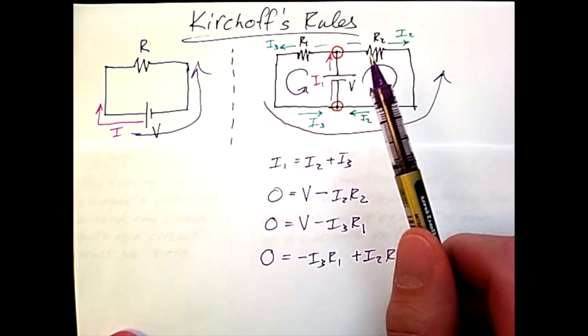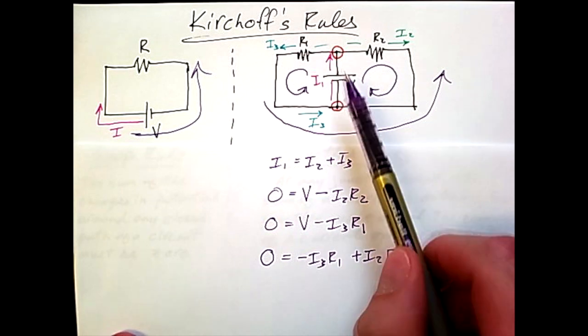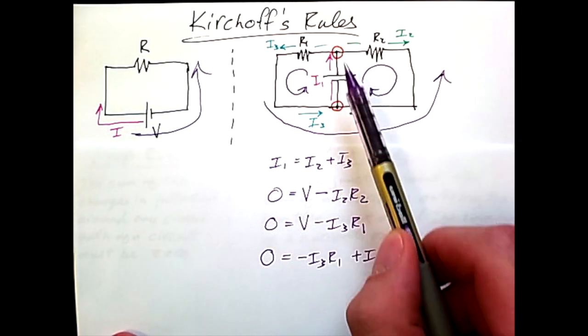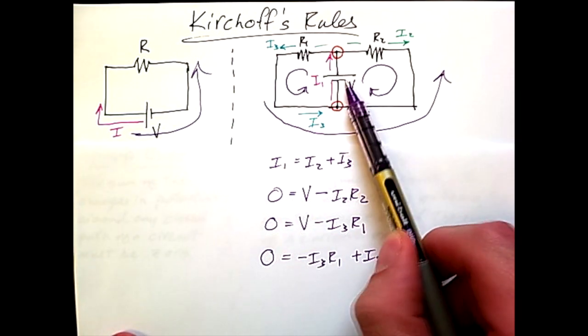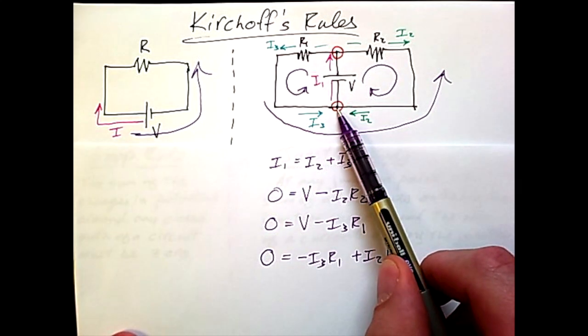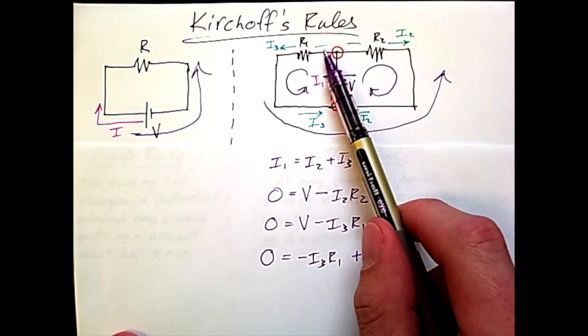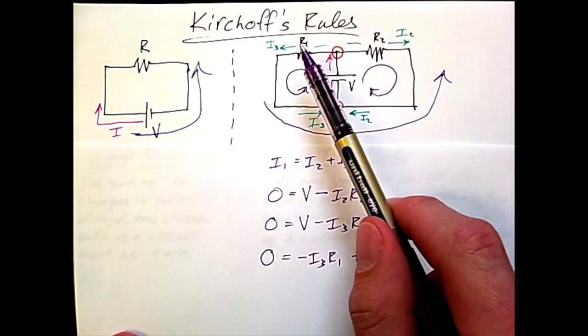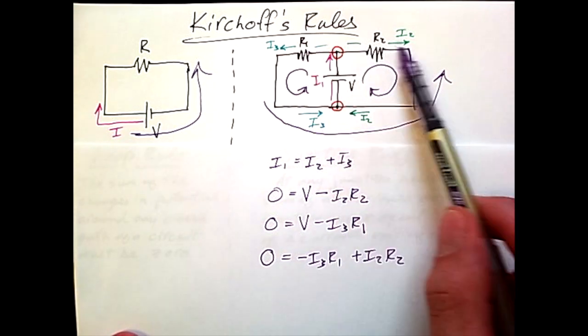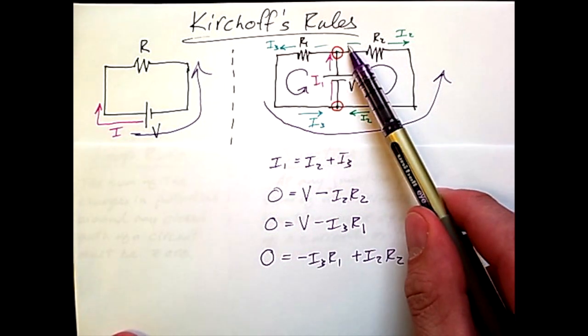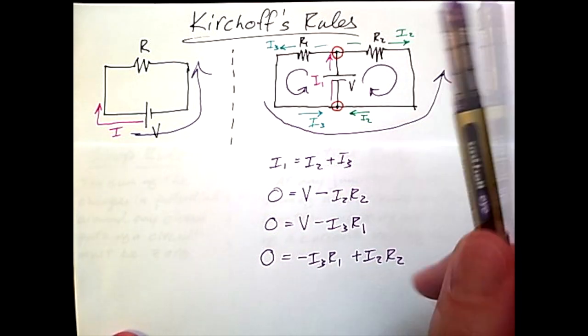batteries. And be careful to add voltage when you're going in the direction of current across batteries, and take it away when you're going in the opposite direction. And the reverse is true for resistors. If I'm going in the direction of current, I'm reducing the voltage, and if I'm going in the opposite direction of current, then I'm adding voltage.